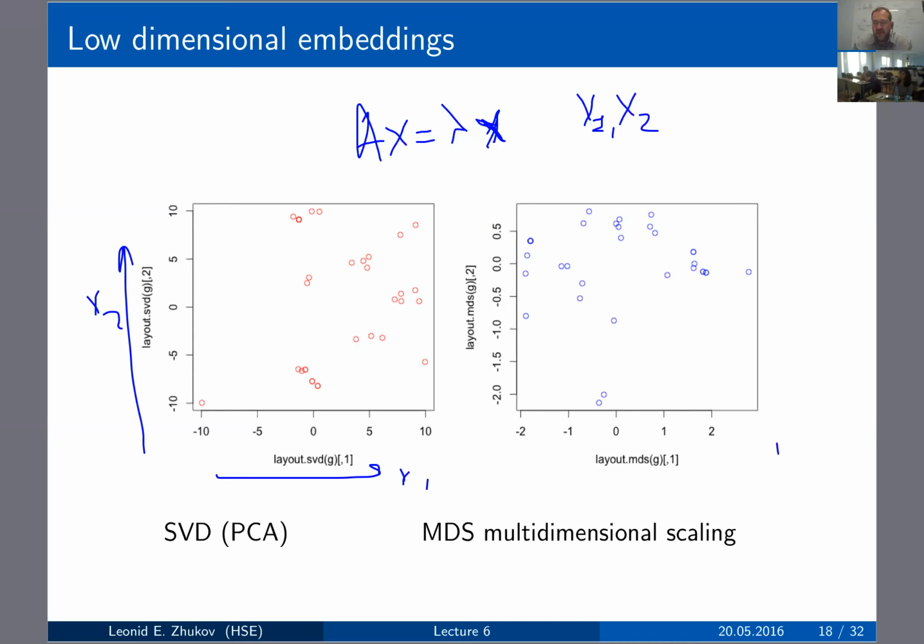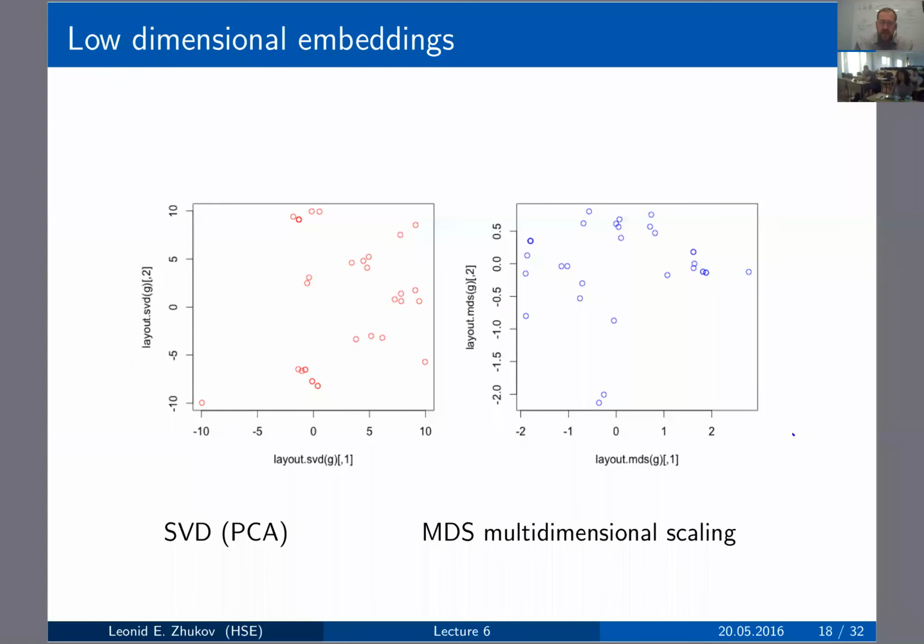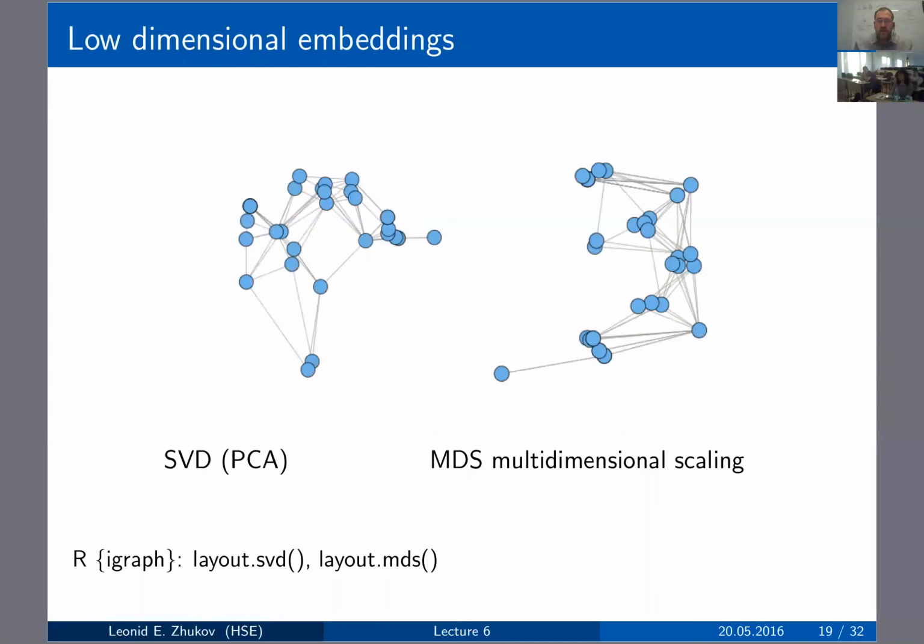And MDS is just another approach. It's called multidimensional scaling, but the idea is the same, that you're trying to find some sort of subspace projection of your matrix. And so if I calculate coordinates using those methods, then we can put back our nodes. We place the nodes where the coordinates are, and we connect them by the edges, and you will see those two layouts. They're called the SVD layout and the MDS layout.